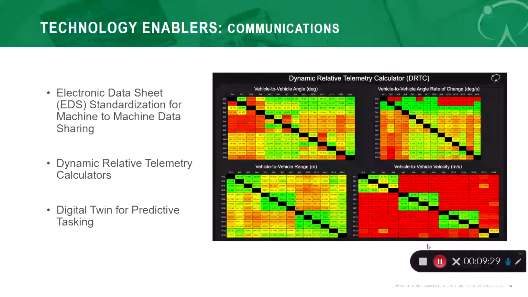As these large architectures with multiple nodes and satellites continue to grow, a well-coordinated dynamic relative telemetry calculator will be required to do comms link analysis. This will feed into predictive metrics for tasking commands as well. Digital twins are commonly referred to as fault management systems. This is still true. However, digital twins will also be used for fast-forward predictive tasking. Digital twin networks will allow operation engineers to understand the proliferating effects of an action before executing that action.